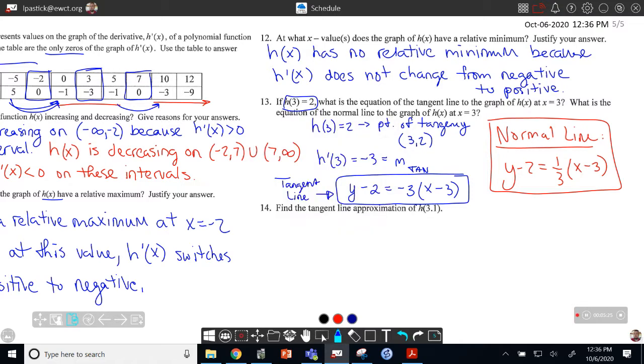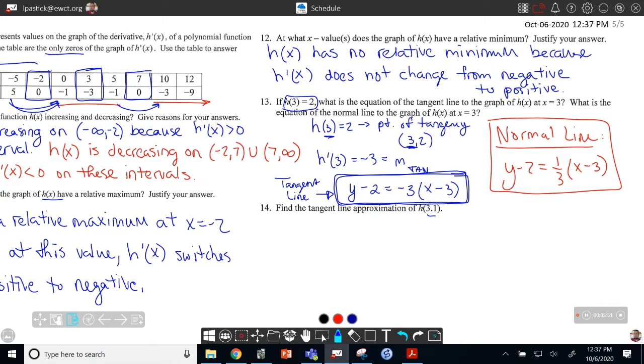It says find the tangent line approximation of 3.1. So the first thing to notice is the value that they're asking you to approximate is 3.1. 3.1 is extremely close to 3. So we need to use a tangent line to the original graph at the x value of 3. And we've done that. This was the x value of 3 right here. This is the equation for the tangent line we're going to use to approximate 3.1.